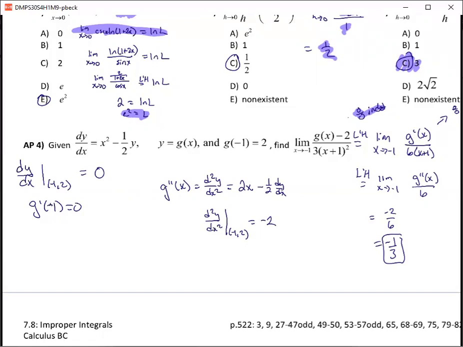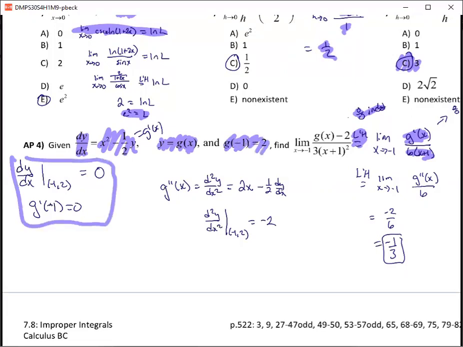Moving right along. So when I do this problem, I see that I have indeterminate form. By having the indeterminate form, I apply L'Hopital's rule: g prime over 6 times x plus 1. Now, do I know g prime? I know that y is equivalent to g of x, which means that dy/dx is our g prime. So this does equal g prime of x. And g prime of x at the point (-1, 2) is what I did here, and I found g prime of x at (-1, 2) equals 0.